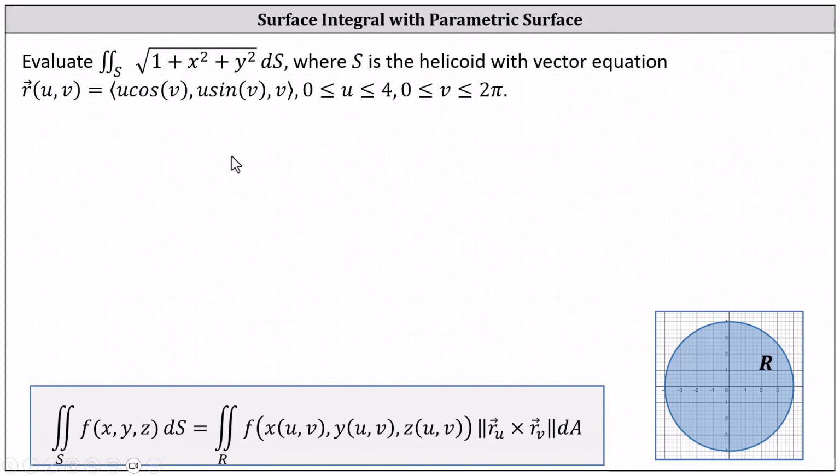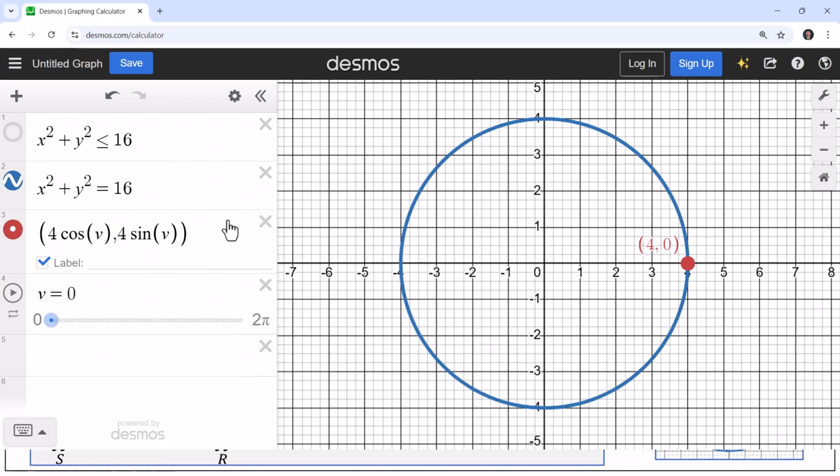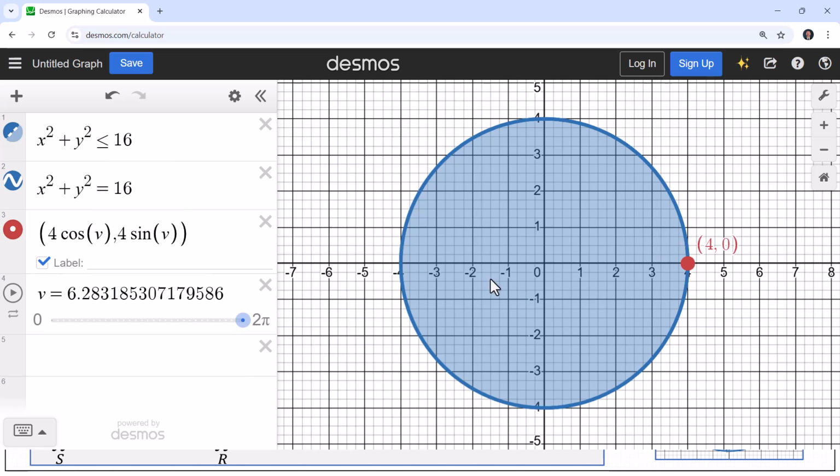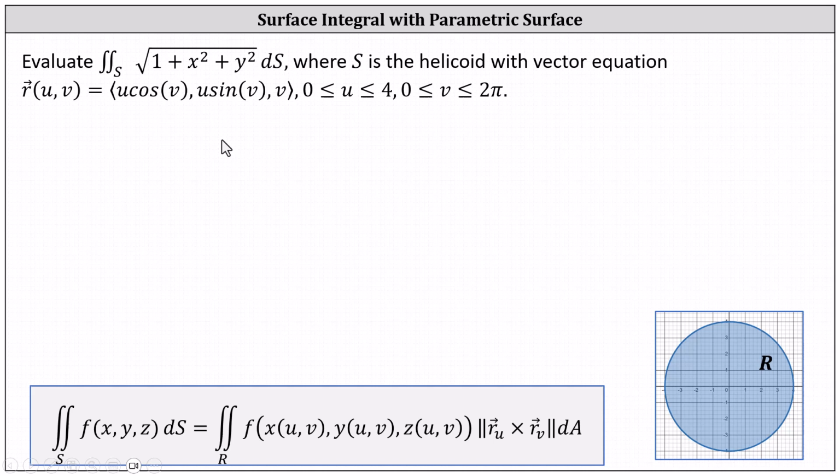To determine the region in the xy plane given by r of u comma v, we would set the z component equal to 0 and have the parametric equations x equals u cosine v and y equals u sine v. To trace out the outer boundary of the region R, we can let u equal 4, which would then give us the parametric equations x equals 4 cosine v and y equals 4 sine v, and recall v is on the closed interval from 0 to 2 pi, and therefore using this slider below, this red point on the right will trace out the outer boundary of the region R, which we can see is a circle with a radius of 4. But again, u is on the closed interval from 0 to 4, which then would give us this region R in the xy plane. And now let's begin to set up the double integral over the region R.